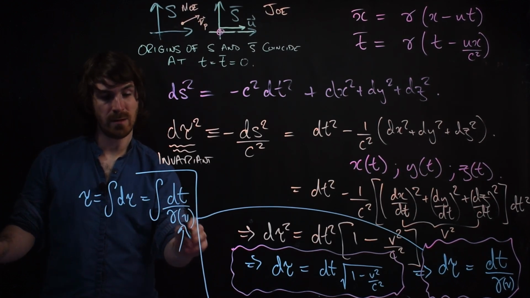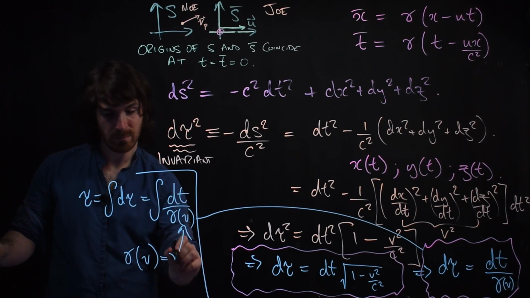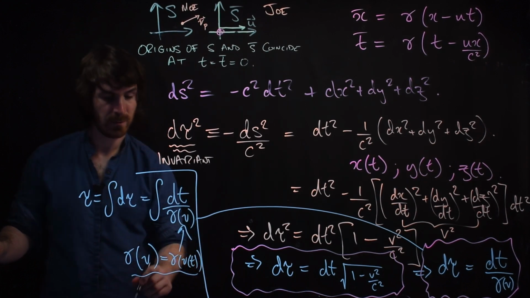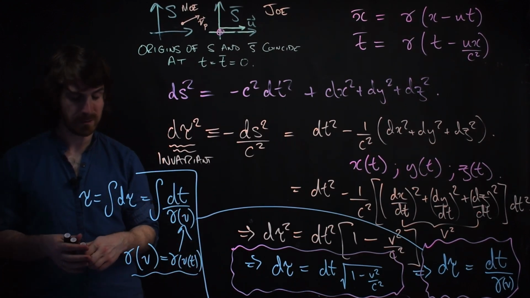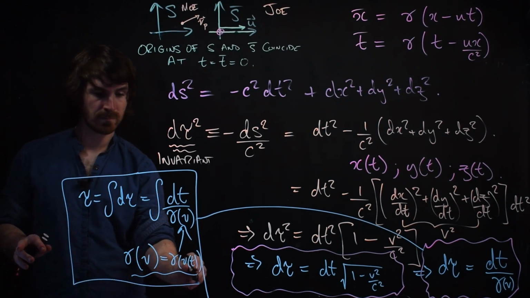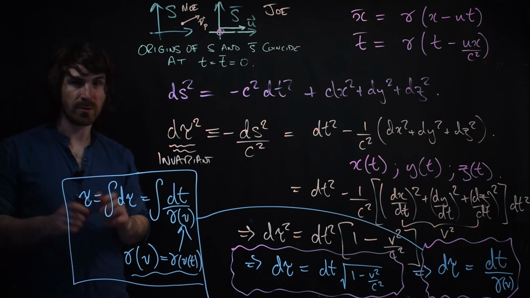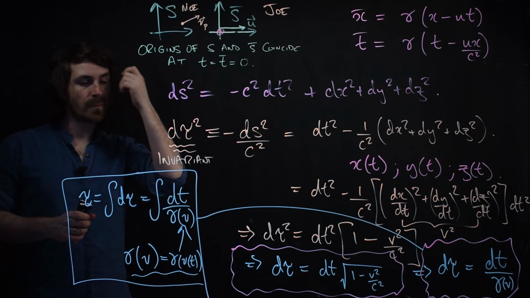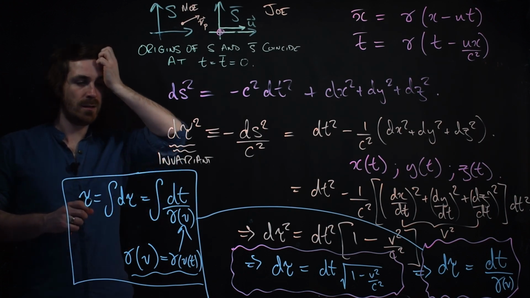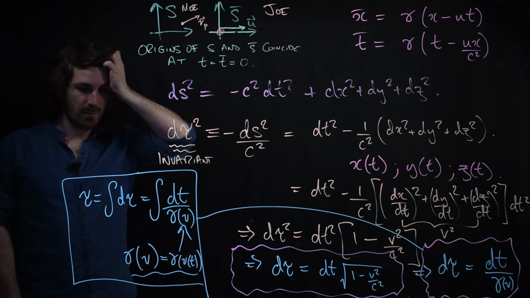Okay, and this gamma v depends on time also, okay? Because v is the instantaneous velocity. So this proper time will be useful, and it will help us explain some phenomena where time dilation is present.